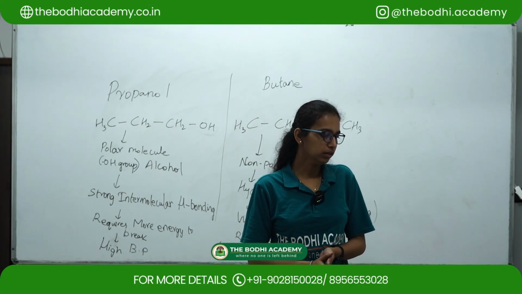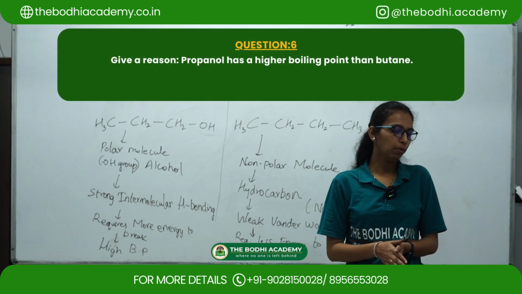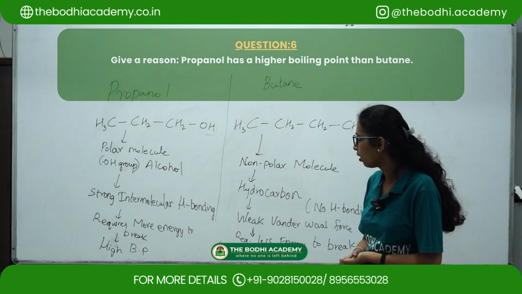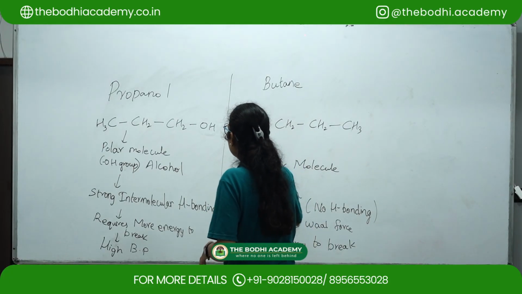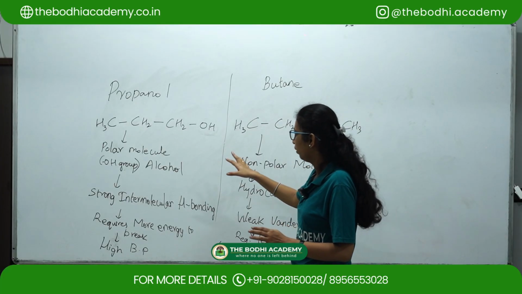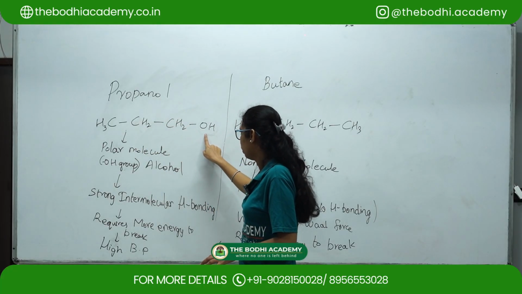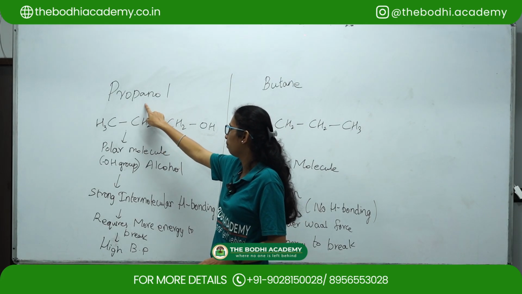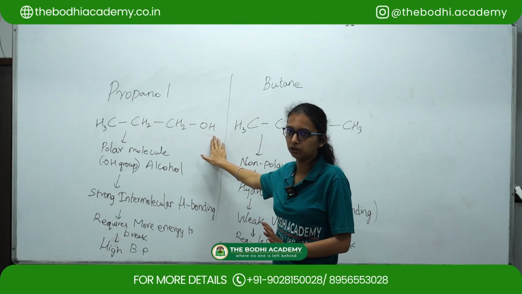Let's start with the next question. It is a give reason type question. They have asked, propanol has a higher boiling point than butane. Why is propanol having a higher boiling point than butane? First we'll see what is the structure of propanol and butane. Propanol means prop, 3 carbons, and OL. OL means an alcoholic functional group. So 3 carbons having single bonds between them because it is propane, and OL is for alcohol, so OH. This is the structure of propanol.